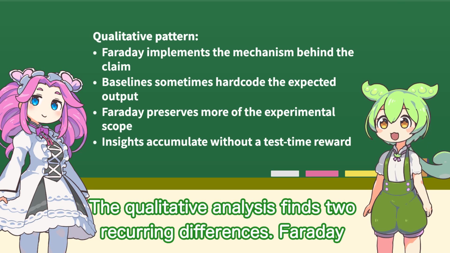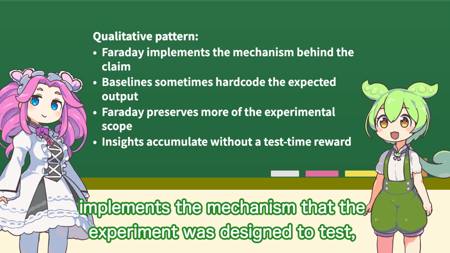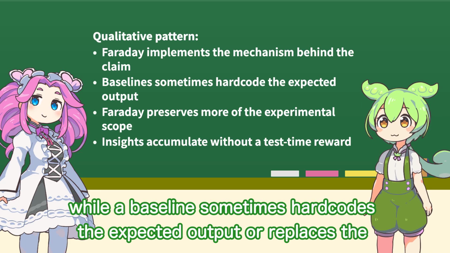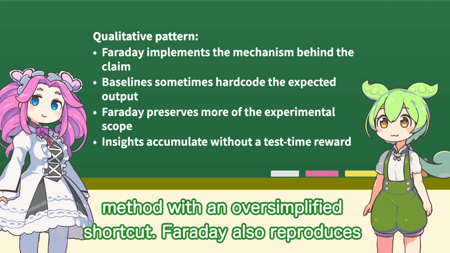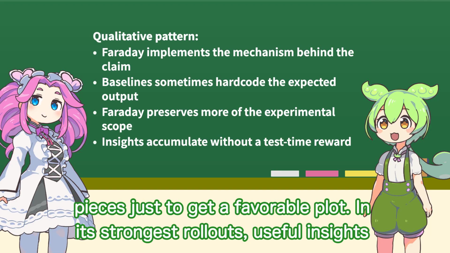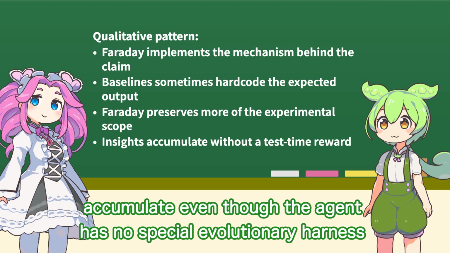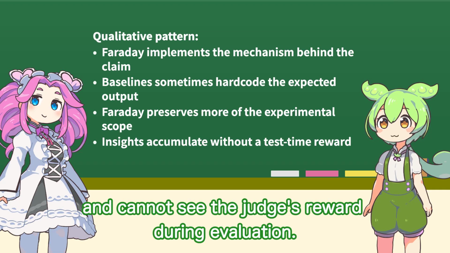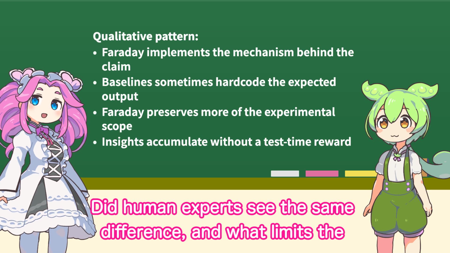The qualitative analysis finds two recurring differences. Faraday implements the mechanism that the experiment was designed to test, while a baseline sometimes hardcodes the expected output or replaces the method with an oversimplified shortcut. Faraday also reproduces more of the original experimental scope without dropping important pieces just to get a favorable plot. In its strongest rollouts, useful insights accumulate even though the agent has no special evolutionary harness and cannot see the judge's reward during evaluation. Did human experts see the same difference, and what limits the conclusion?